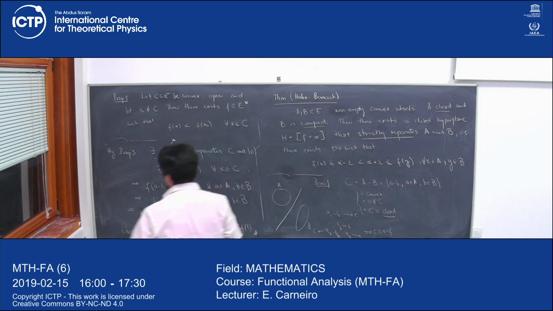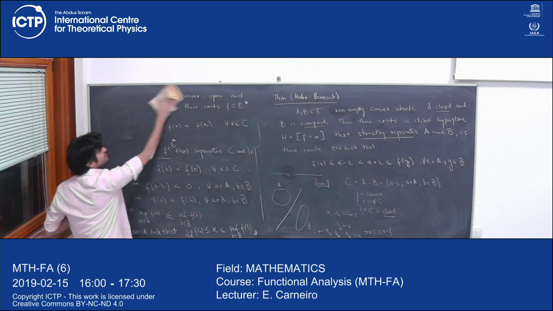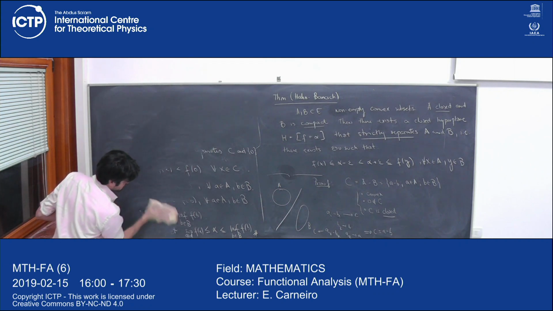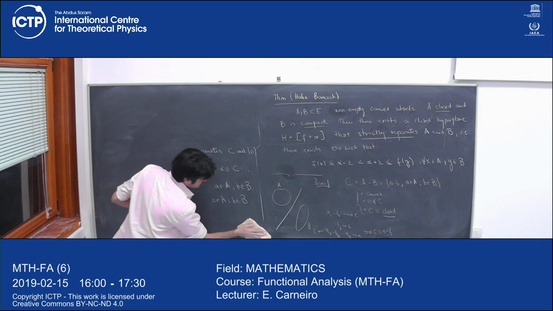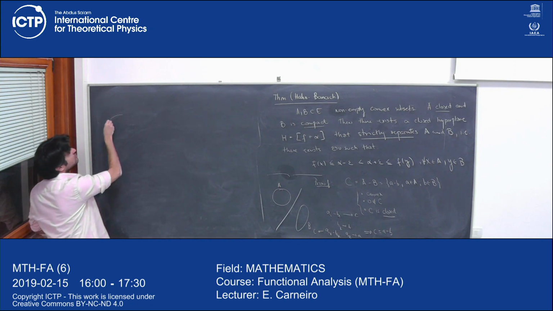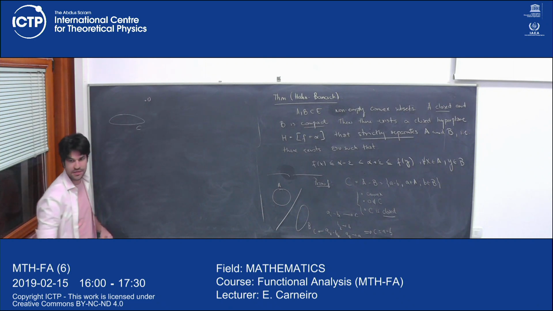Now, good. With this information at hand, you have now your set C, which is closed right here, and 0 is out.